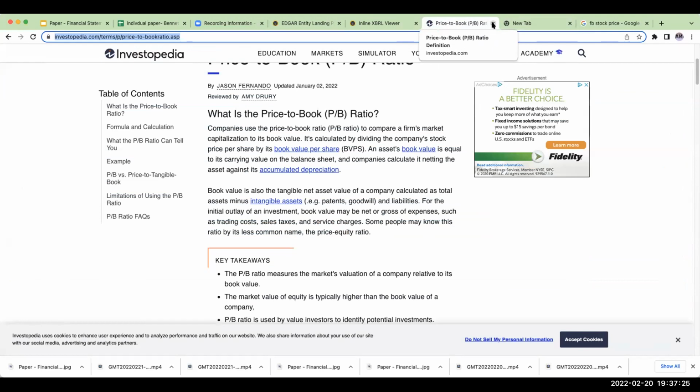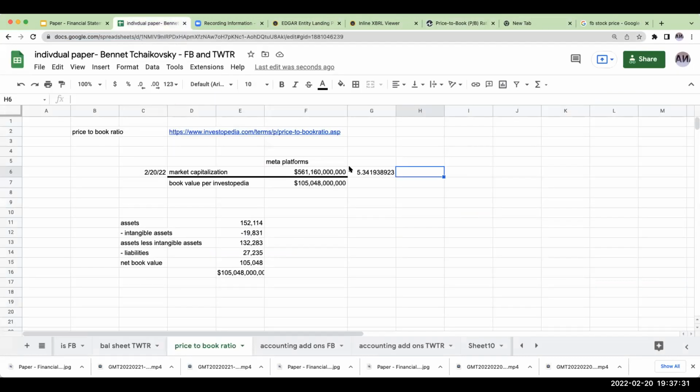That's what a lot of members of Congress are coming to realize now, that there's an issue with that. So now let's go ahead and do this for Twitter. When we come over here for Twitter, this is going to be for Meta Platforms.